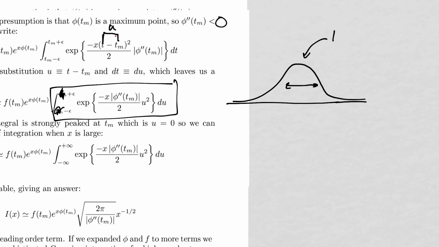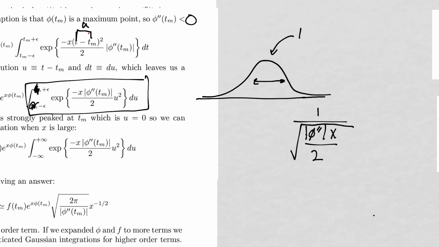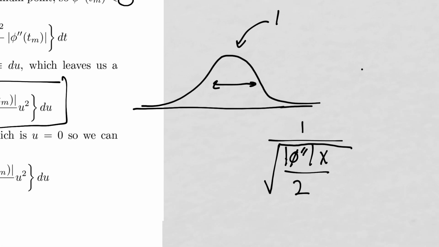The width is going to be 1 over the square root of phi double prime over 2, x, right? So everything is in the square root there. There, my little meter, that's going to represent the 1 over e height of this Gaussian. The Gaussian will have decreased to 1 over e when u takes this value, right?